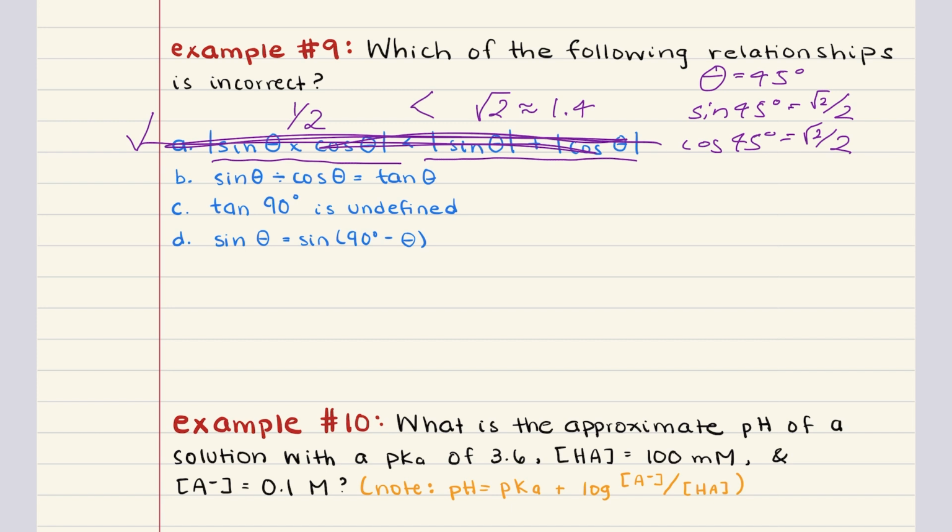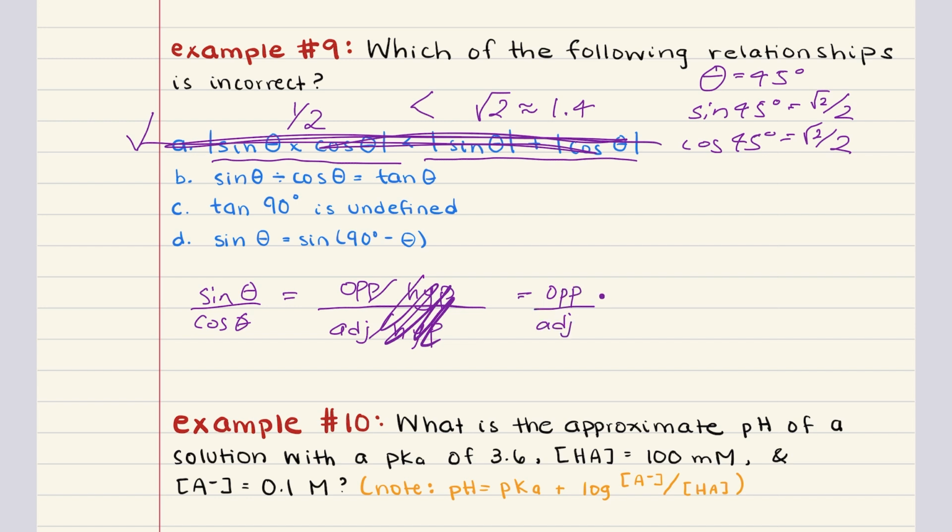B says sine theta divided by cosine theta is equal to tangent theta. Let's expand on sine theta and cosine theta and see if we can prove if it's equal to tangent theta or not. We said that sine theta is equal to opposite divided by hypotenuse, and that cosine theta is equal to adjacent divided by hypotenuse. When we're dividing the two, we notice that hypotenuse cancels out, and we're left with opposite divided by adjacent, and this is our definition for tangent theta. So this statement is absolutely correct, and we can go ahead and eliminate answer choice B.